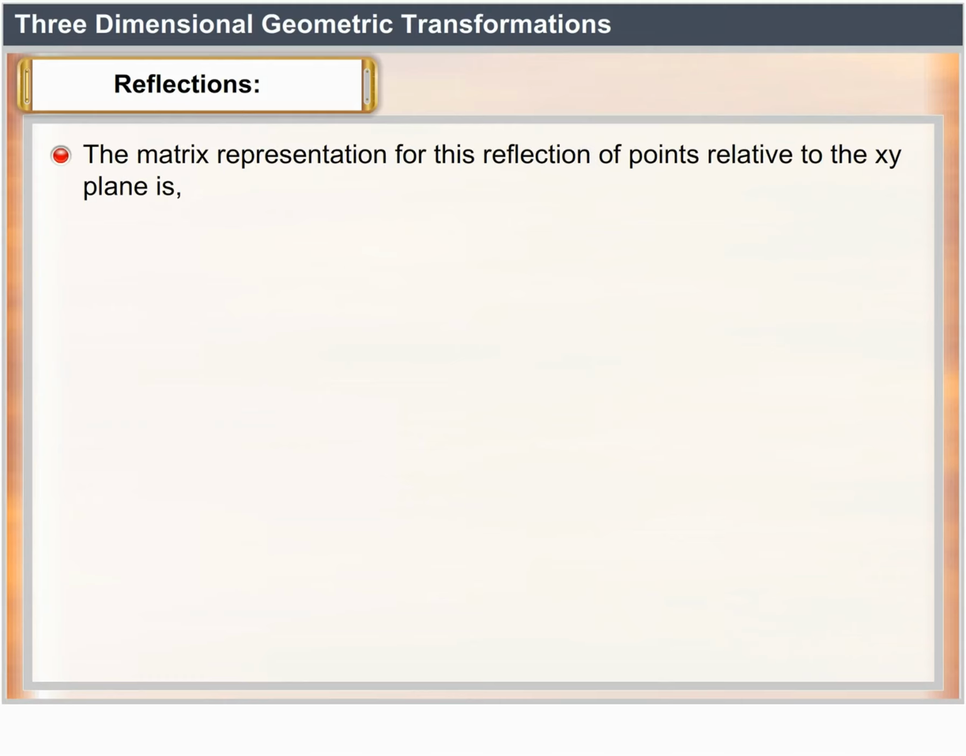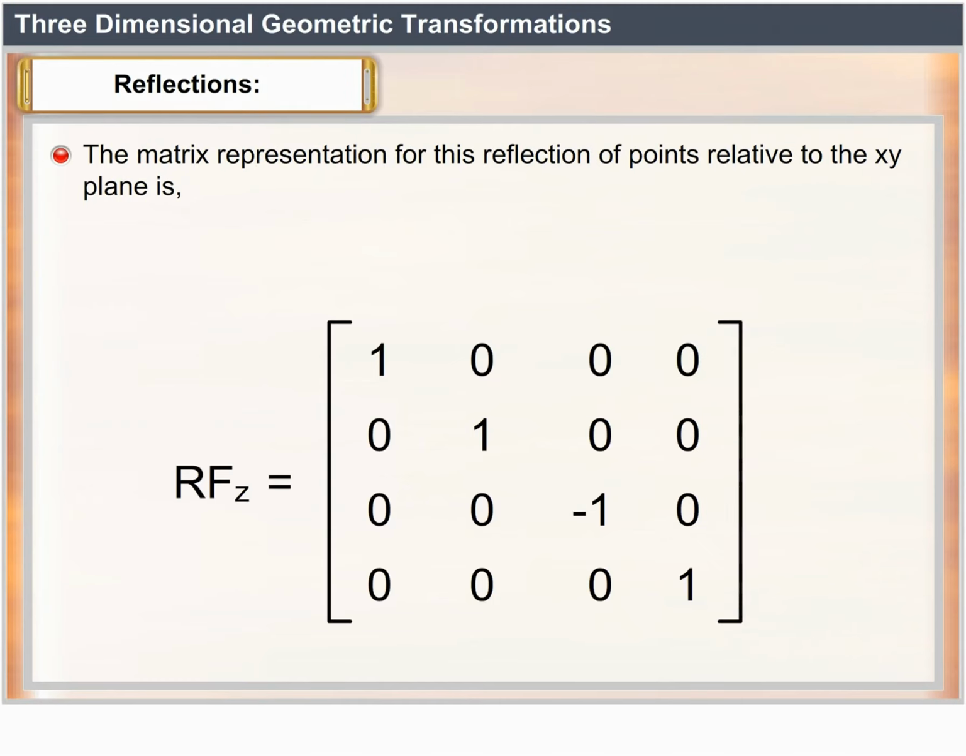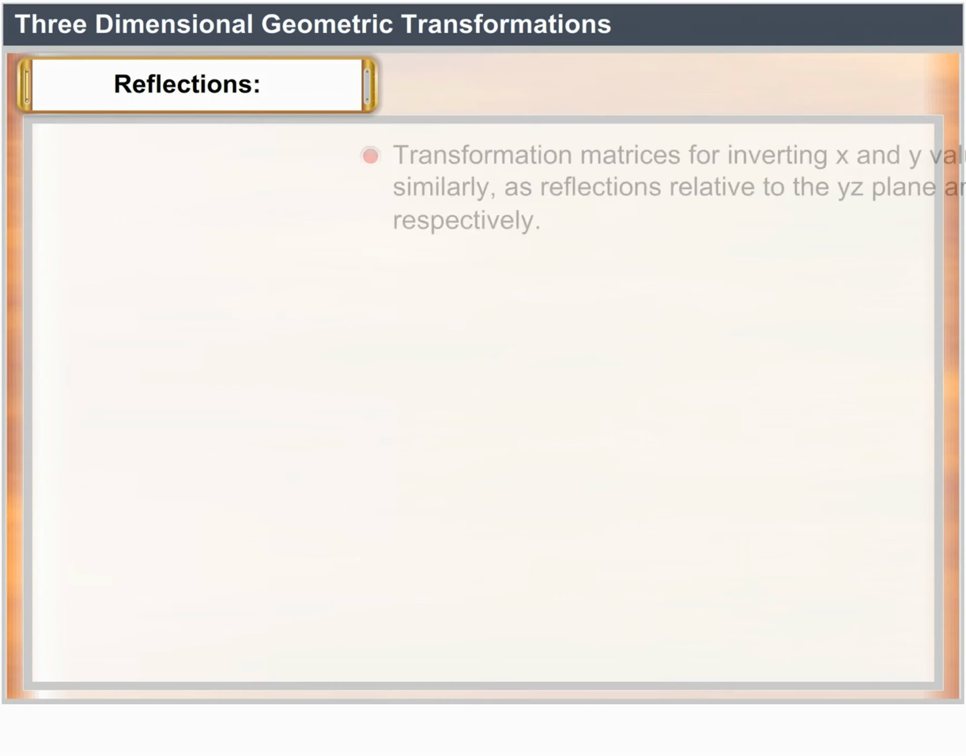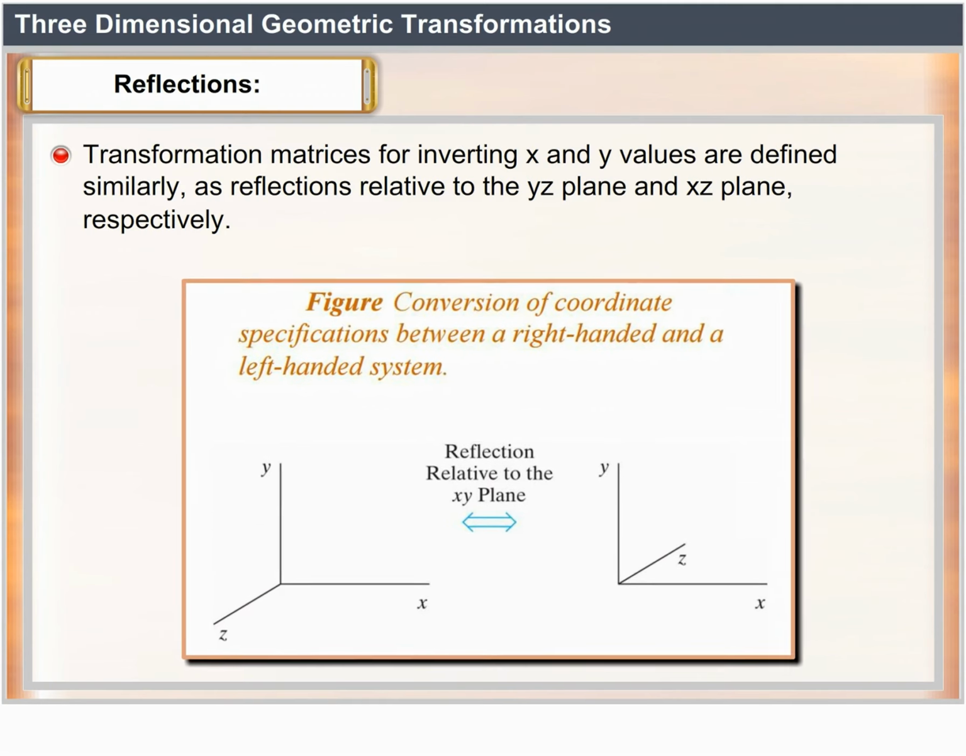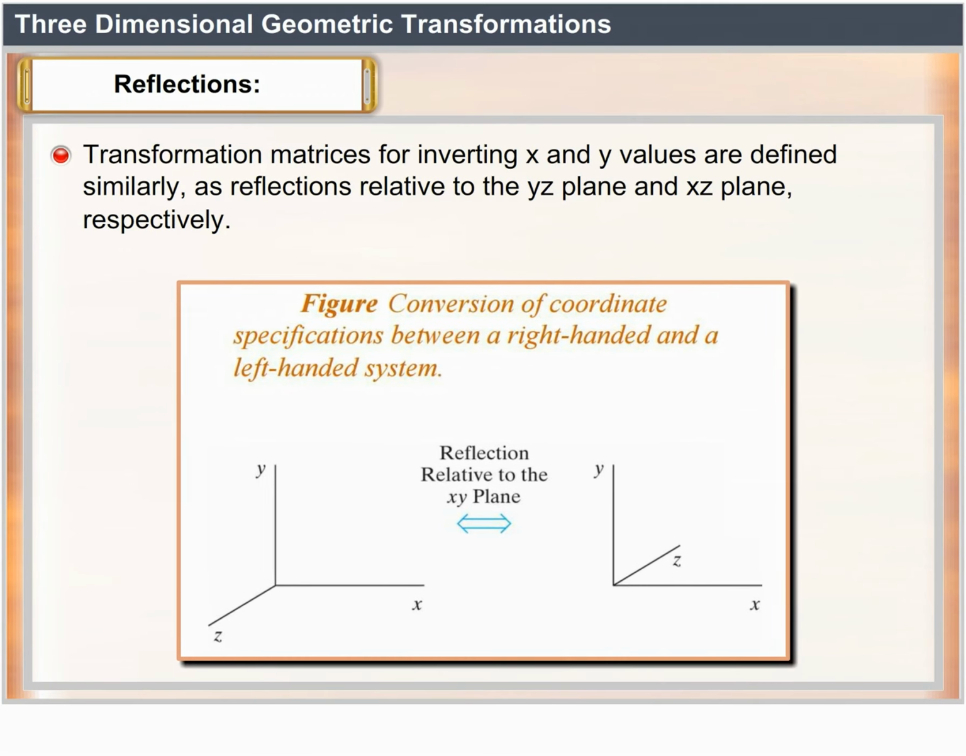Transformation matrices for inverting x and y values are defined similarly as reflections relative to the yz plane and xz plane respectively. Reflections about other planes can be obtained as a combination of rotations and coordinate plane reflections.